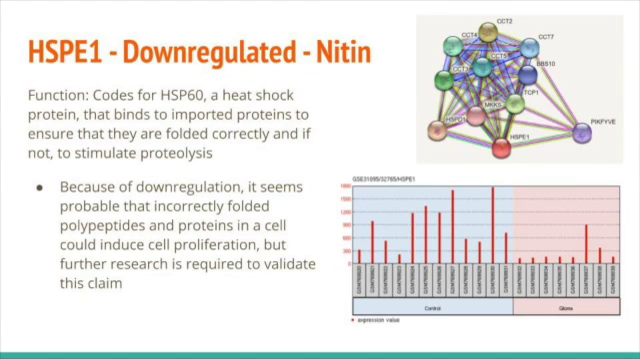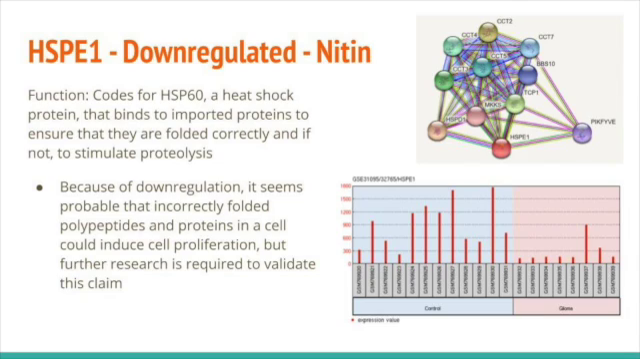The next gene we're going to talk about is HSPE1, and this specific gene codes for HSP60, which is a heat shock protein. This protein binds to other proteins to ensure that they're folded correctly, and if they're not folded correctly, it will break that protein down. And you can see again in the chart on the bottom right that the glioma patients on the red side have severely downregulated protein production from the HSPE1 gene.